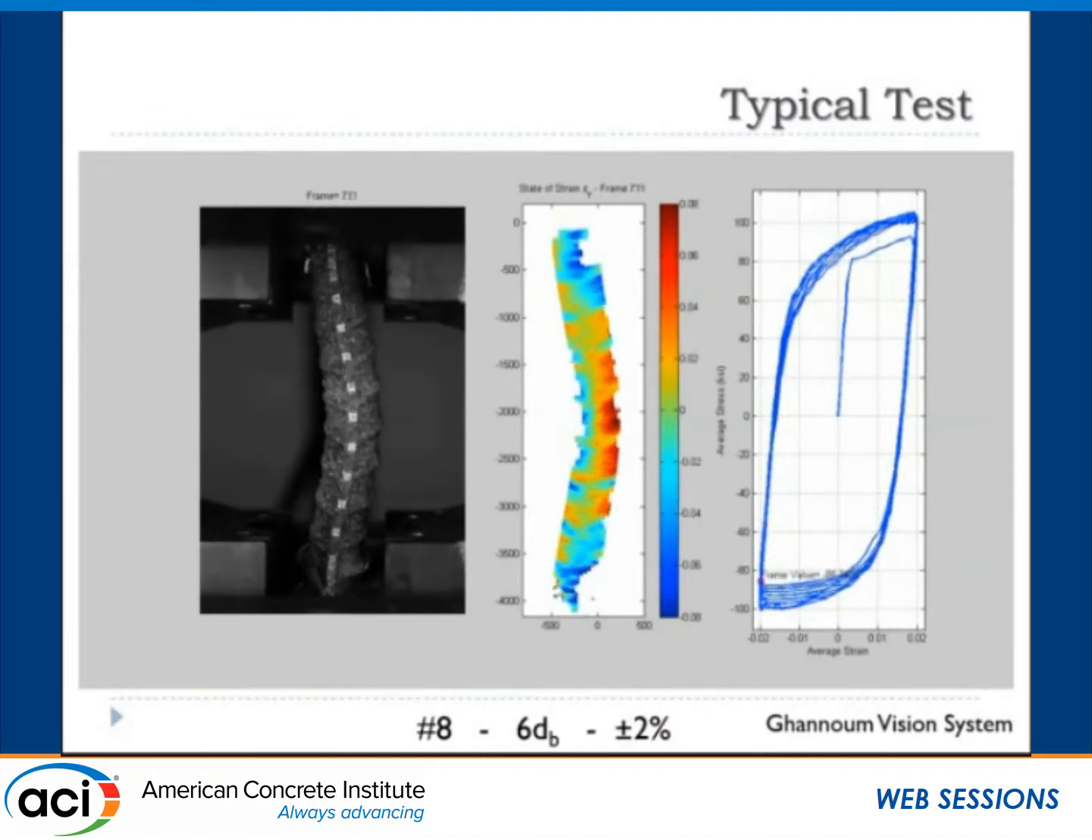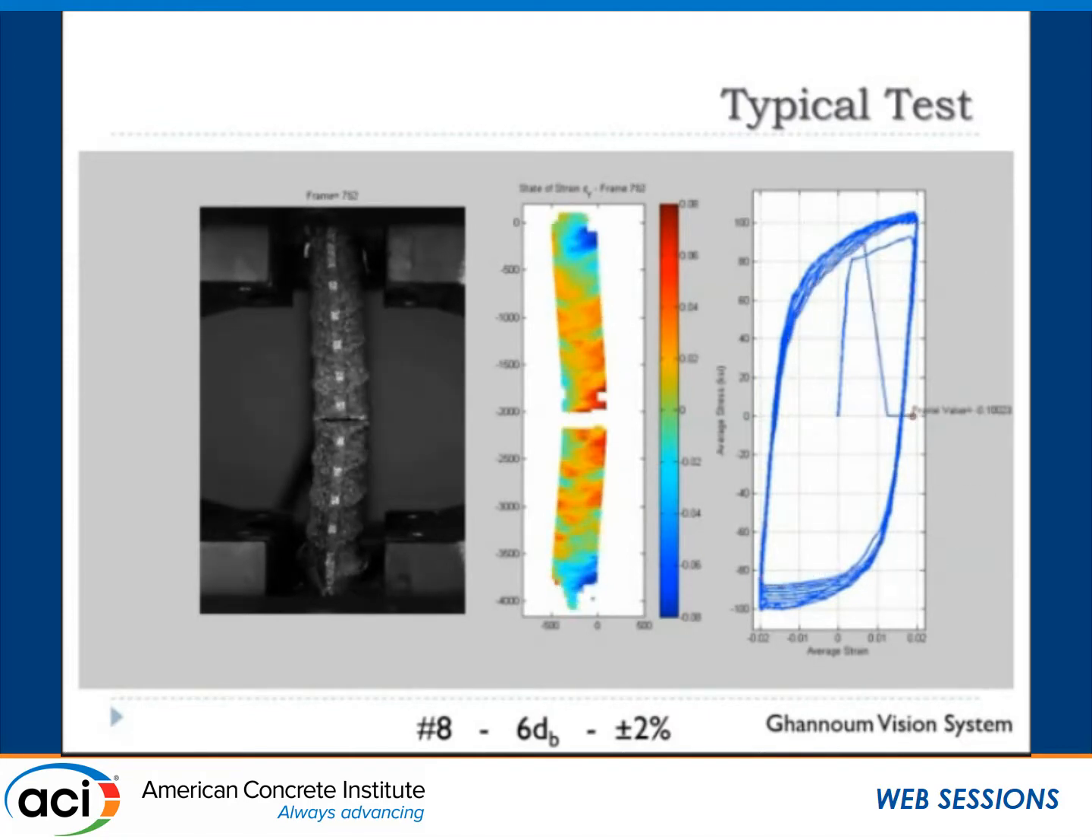I mean, that particular project, we're just trying to benchmark grade 80, 100 versus grade 60. So where do we stand with respect to our gold standard of grade 60? And here's the fracture right there of the bar.